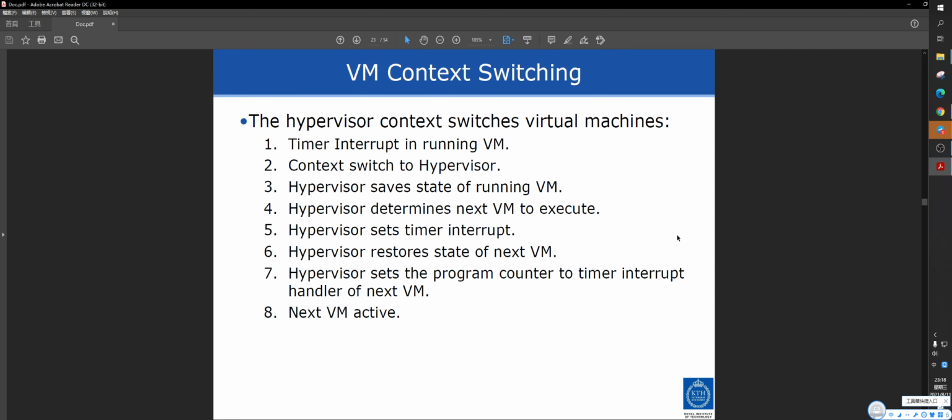The VM context switching. The hypervisor context switches virtual machines. Timer interrupt in the running VM. Context switch to the hypervisor. The hypervisor saves the state of the running VM, determines the next VM to execute, sets the timer interrupt, restores the state of the next VM, and sets the program counter to the timer interrupt handler of the next VM. Next VM active.